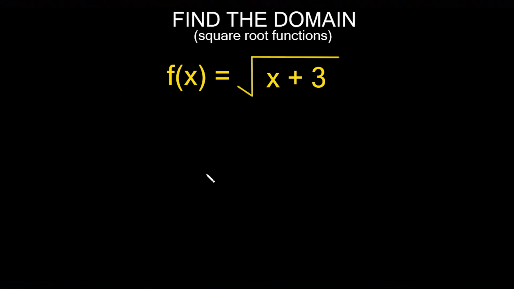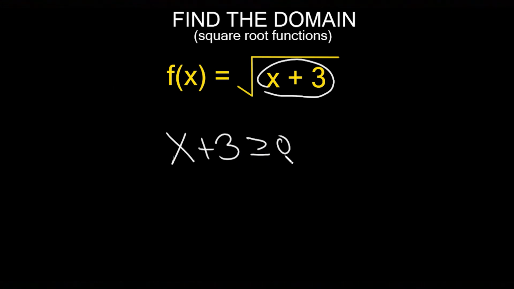So to find the domain of this particular function right here, you want to take your radicand, which is x plus 3, and you want to take it out from underneath that square root. So I'm going to write here x plus 3, and we talked about how we do not want this to be negative. So x plus 3 has to be greater than or equal to 0, okay? And from here, all you have to do is solve it.